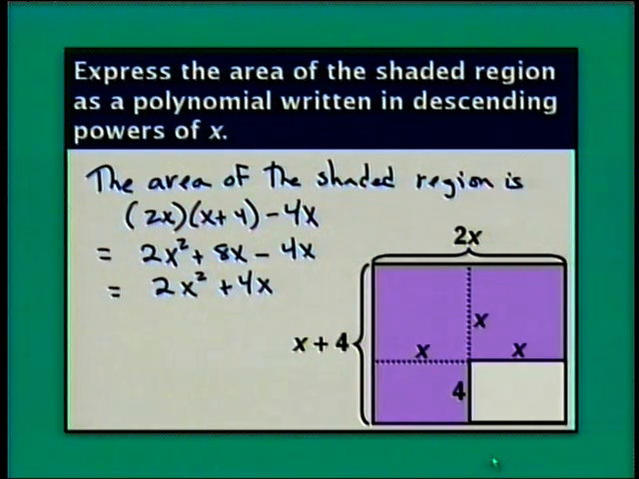Let's calculate the area of these 3 purple parts. We have x squared, and that last purple rectangle has an area of 4x. We can see that this is 2x squared plus 4x.